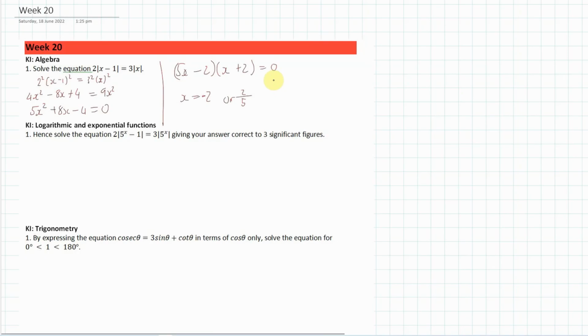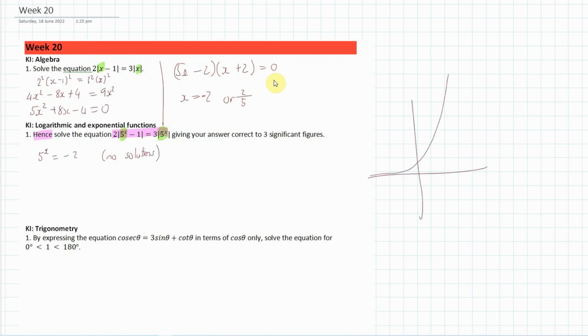Now, for the next one, which is a log question, solve this. What you hopefully notice is that you've got this and this being replaced with this and this. So we can go straight to business. We can say 5 to the x equals negative 2. And of course, no solutions, and you can think about why that might be. If you were trying to plot 5 to the x, it's going to be something like this, isn't it? There's no negative 2 value in that. There's an asymptote at the x-axis.